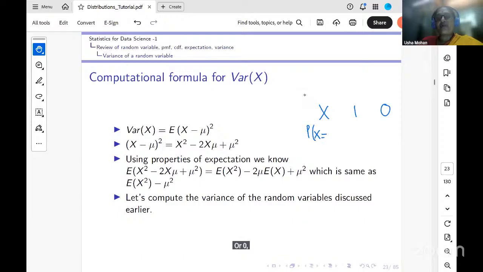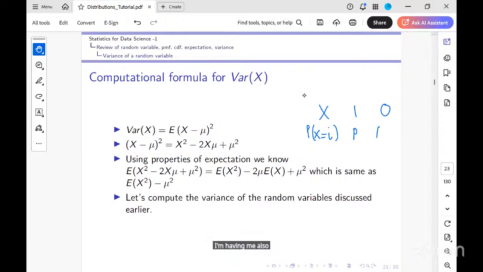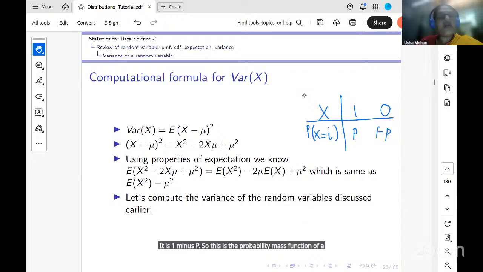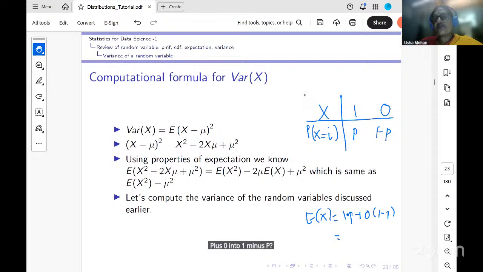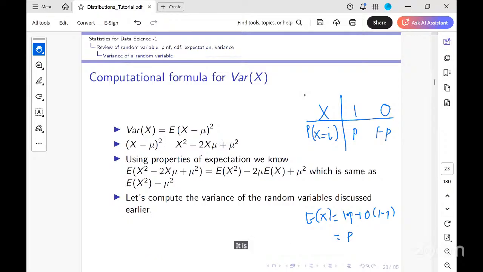If the probability of x equal to 1 is p, what is the probability of x equal to 0? It is 1 minus p. So this is the probability mass function of a Bernoulli random variable. Now what is the expectation of this? It is going to be 1 into p plus 0 into 1 minus p. So what is the expectation of a Bernoulli random variable? It is p itself. So far so good?